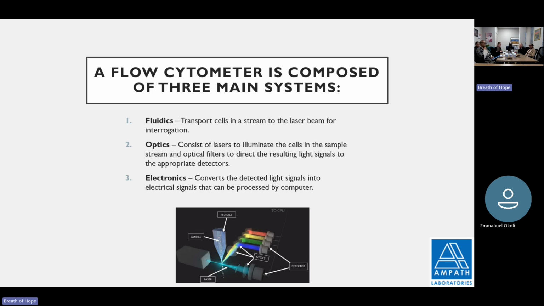The machine also works with optics, different lasers being detected at different wavelengths. We have monoclonal antibodies that bind to certain cells and get excited when a certain wavelength hits them. And then electronics, where we convert this light energy into a digital signal in a computer scatter plot, where we then analyze it.